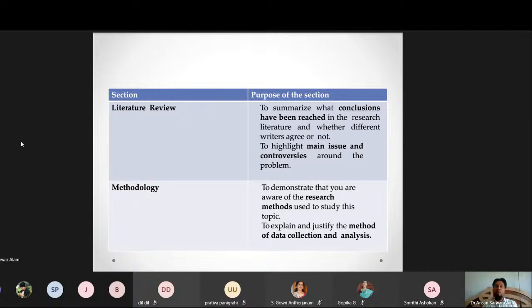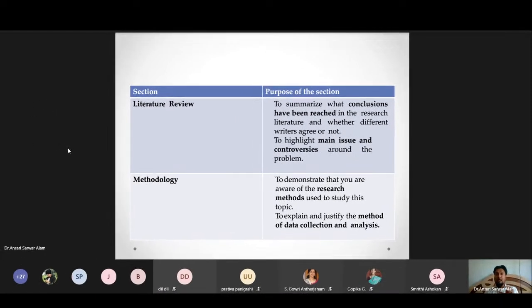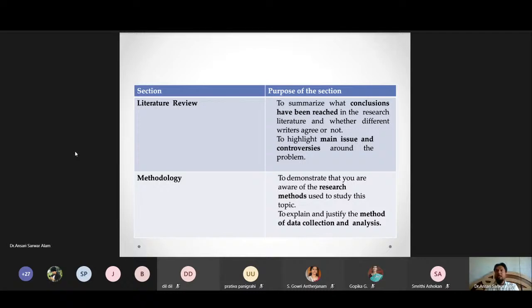You should justify why you have chosen a particular method and why your study is called exploratory in nature, why it is called quantitative in nature, why it is called qualitative in nature, why it is based on an inductive or deductive way of thinking. So you are supposed to know this, and you are supposed to demonstrate the same thing. You will be explaining the same thing in this component of the structure of the paper.